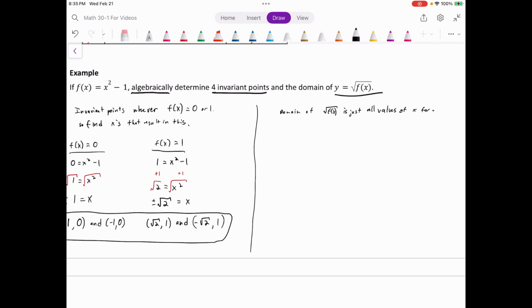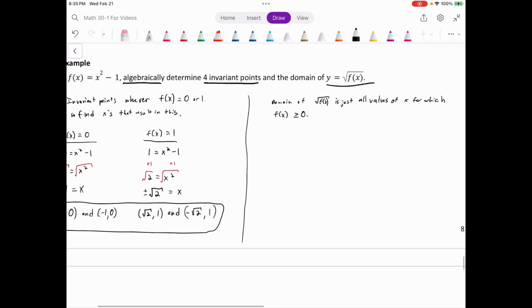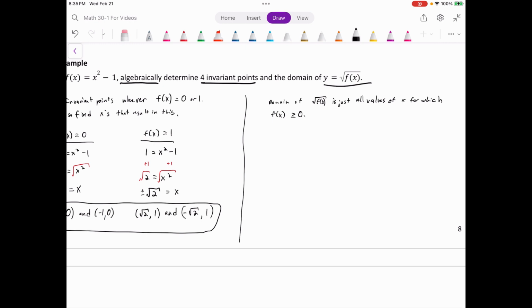for which, I really can't spell today, for which f of x is greater than or equal to 0, right? Because then there's no problems with taking the square root of it. Root f of x will just be root of those y values. But where f of x is negative, that's where we have a problem. That's where root f of x is undefined. So that's an inequality for us to solve.